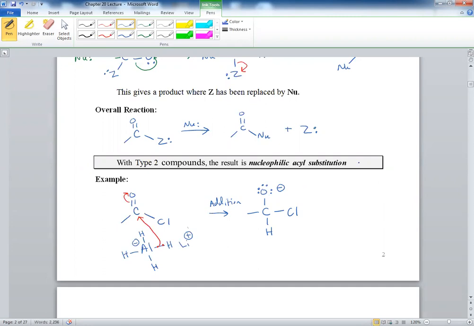Now, once again, we can put the electrons on the chlorine. And once again, when the carbonyl oxygen reforms that pi bond, it eliminates the chloride, and you would now have an aldehyde as your product. So this is, of course, elimination.